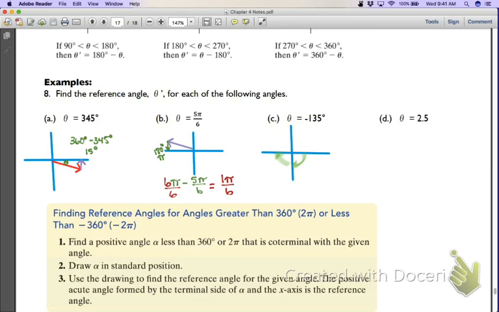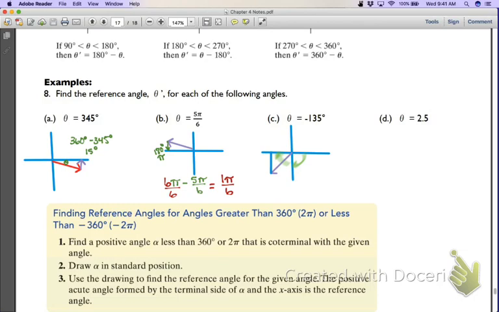Where is 135 at? Is it more than 180? No. Is it more than 90? Yeah. So it's going to be somewhere down here, right? Because it went negative, right? Okay. So if I'm down in 3, a negative 135 degree angle is going to be the same as what? A positive what degree angle?